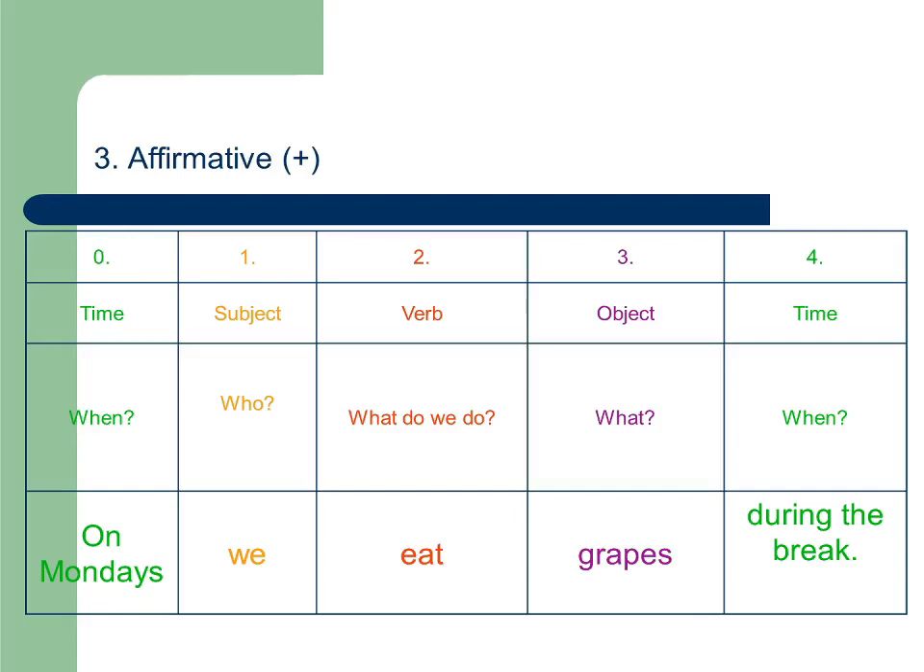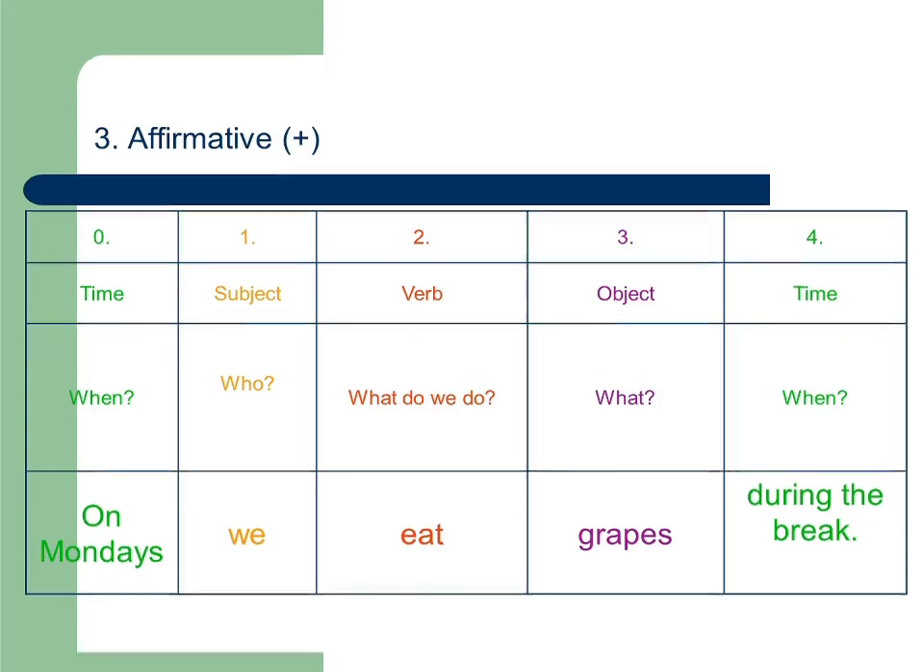On Mondays we eat grapes. We is the subject here, and eat is the verb, and grapes are the objects. On Mondays we eat grapes during the break. So there are two times it happens. The first time here, on Mondays, is about days, and the final time is about a specific time. It should come last. This is the rule here.